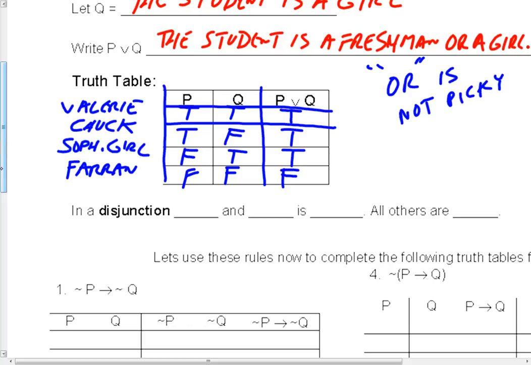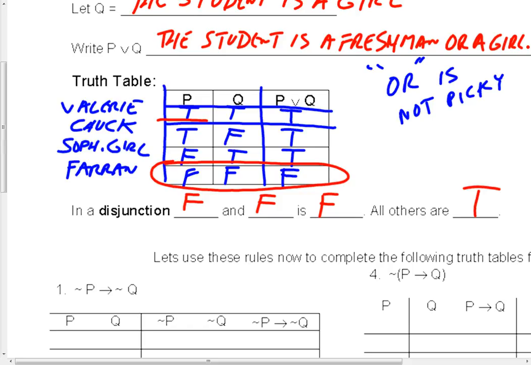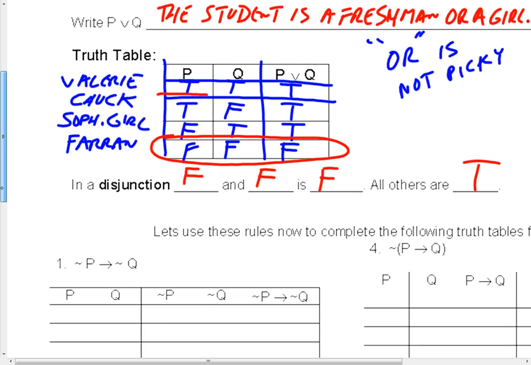So what's our exception this time? False, false, false. Write that down. False or false results in false. All others are true. Those are the big three.